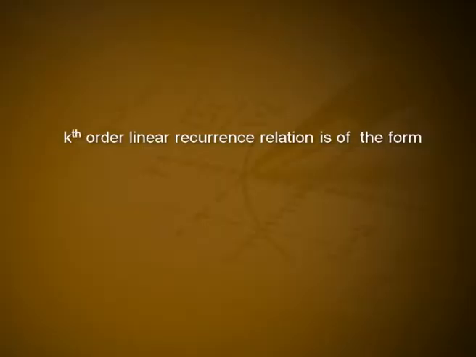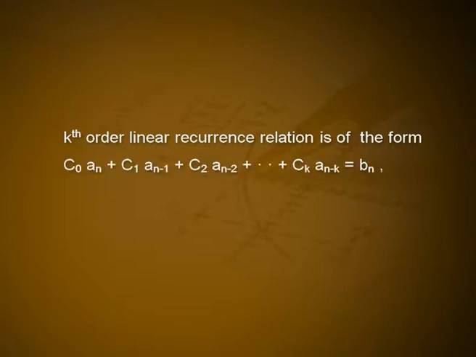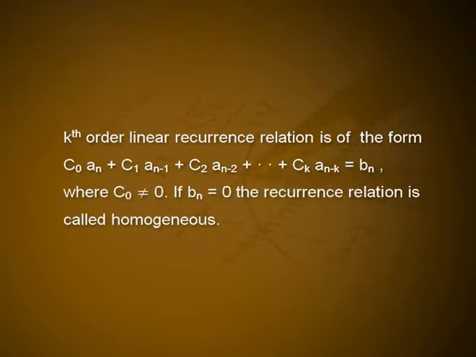Definition 6. A kth order linear recurrence relation is of the form c_0 a_n + c_1 a_{n-1} + c_2 a_{n-2} + etc. + c_k a_{n-k} = b_n, where c_0 is not equal to 0. If b_n = 0, the recurrence relation is called homogeneous.